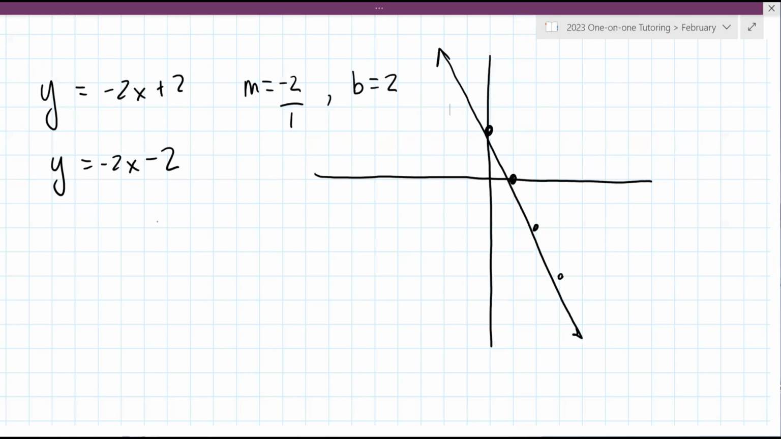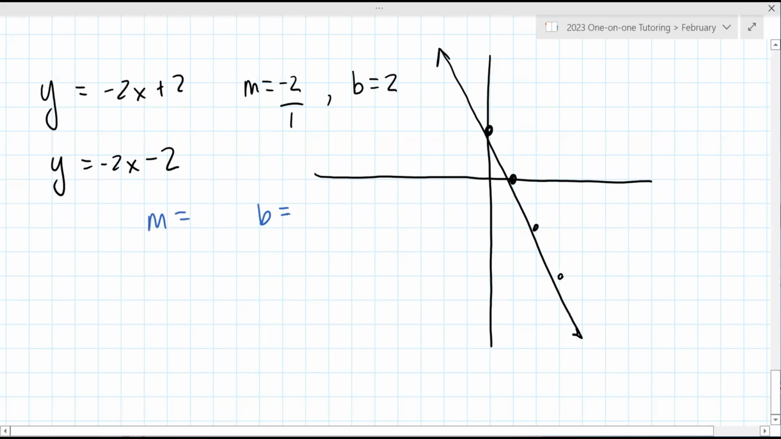What's the b value of the next one? The b value is -2. Okay. And what's the slope? It would be -2 over 1. So then you place down -2 for b, and then you go down 2 across 1. Down 2, right 1. Yep.